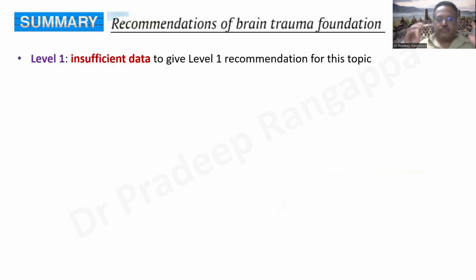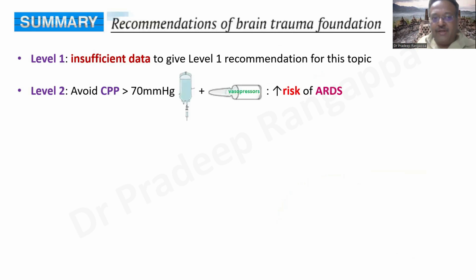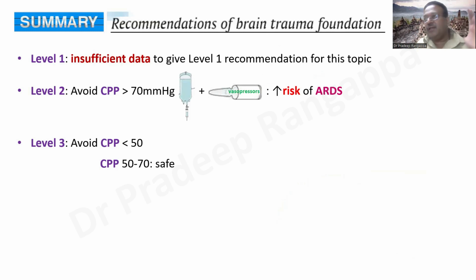So when it comes to ICP, the whole debate you can summarize as: there is no level 1 data to give a recommendation on whether ICP monitoring will make a difference. The level 2 recommendation is to avoid CPP more than 70. I have told you repeatedly, more than 70 is bad. It increases the risk of ARDS. Level 3 is less than 50.